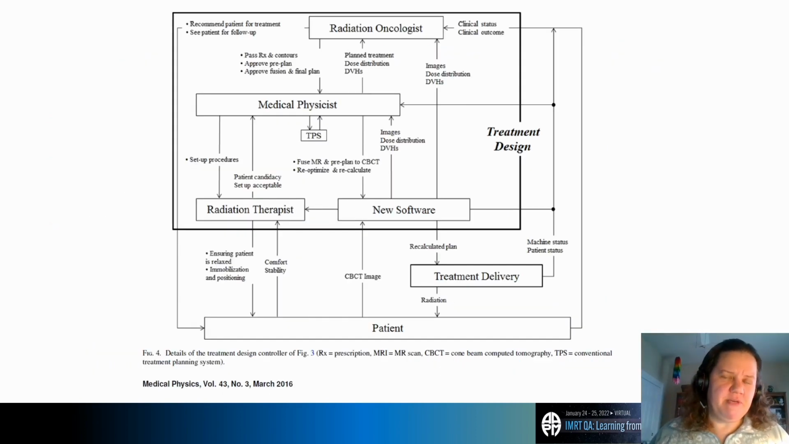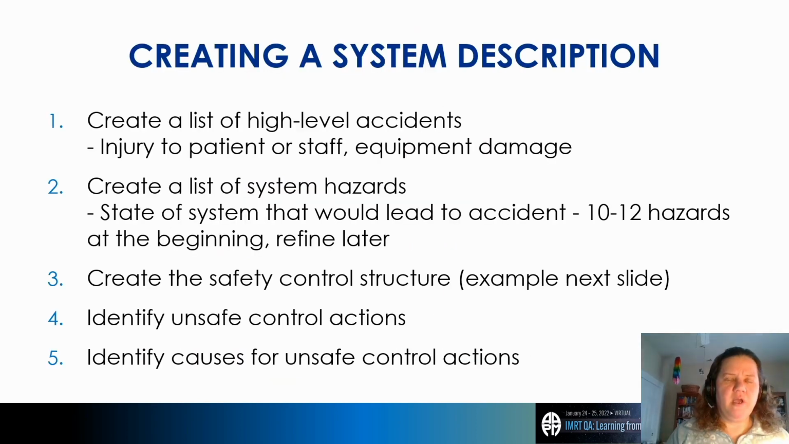I won't go too deep in here, but this is an example of how this process loop looks for a treatment design controller for a typical radiation oncology system, where you have multiple interlocked process loops, multiple controllers with controlling actions and feedback loops. So how do you start with an STPA?